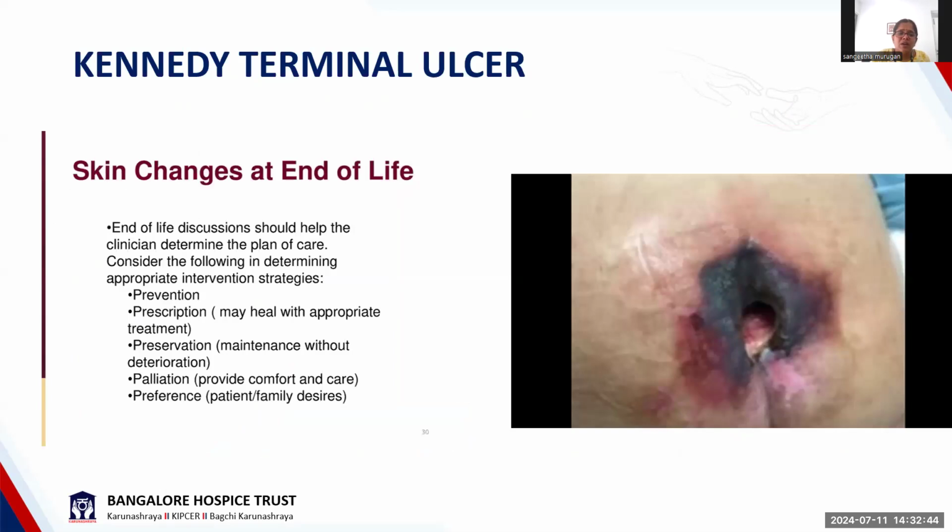This is something called Kennedy ulcers. Skin changes at the end of life. This is also called Kennedy terminal ulcer. Why is it called this? This ulcer was found by a nurse named Kennedy. She found it when she came for duty. When she went off duty, it was not there, but when she came back, it was there. Something is wrong with the patient. That is why it was named Kennedy ulcer. She was saying my care was good. I provided good care, but still the patient has got a Kennedy ulcer.